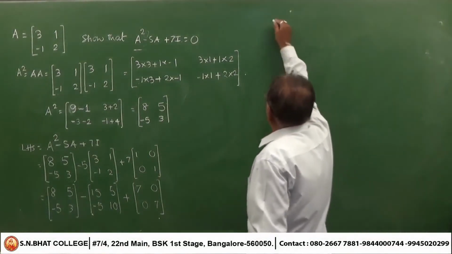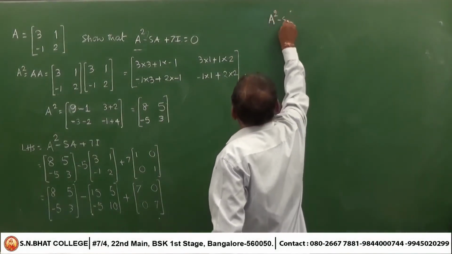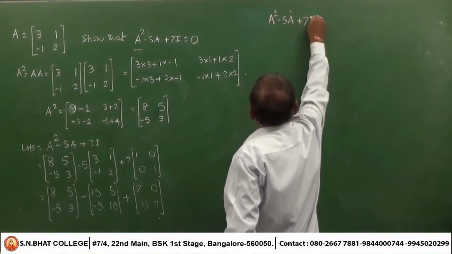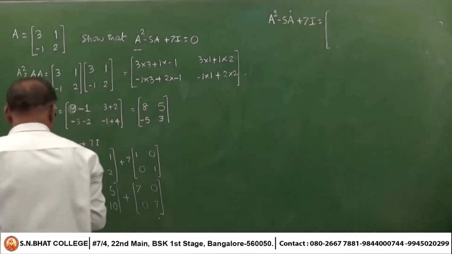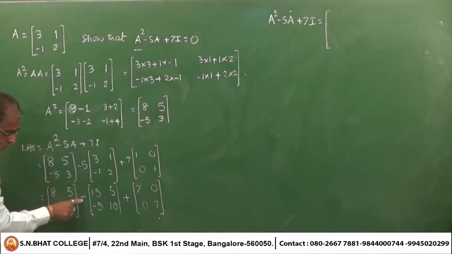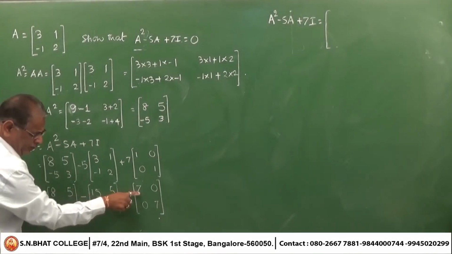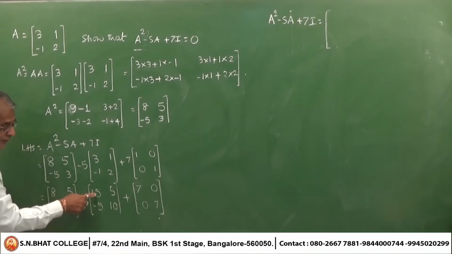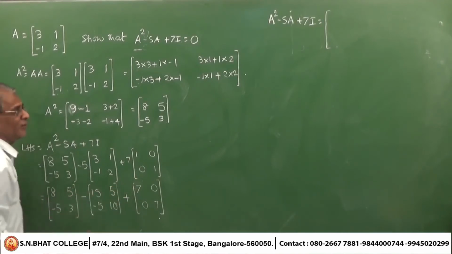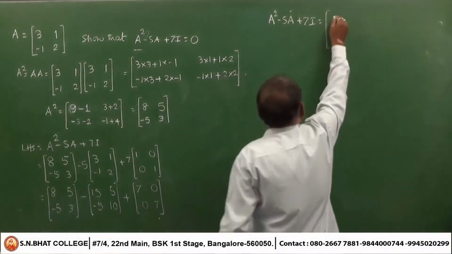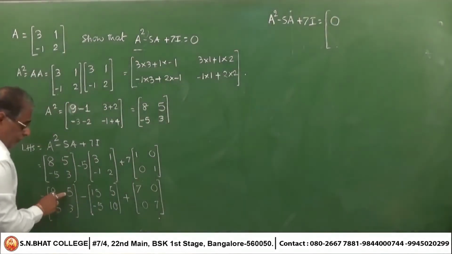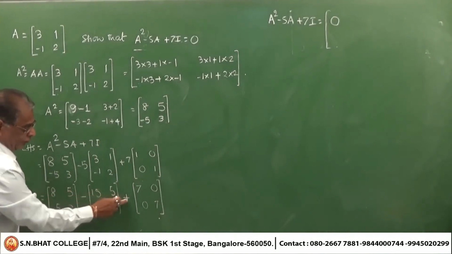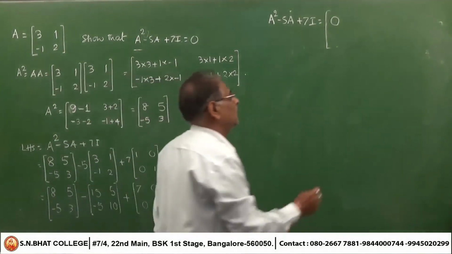Therefore, left hand side A square minus 5A plus 7I is equal to, directly we can simplify this problem. See here, 8 minus 15 is minus 7. Minus 7 plus 7 is 0. First element is 0. Next, 5 minus 5 is 0. 0 plus 0 is 0.